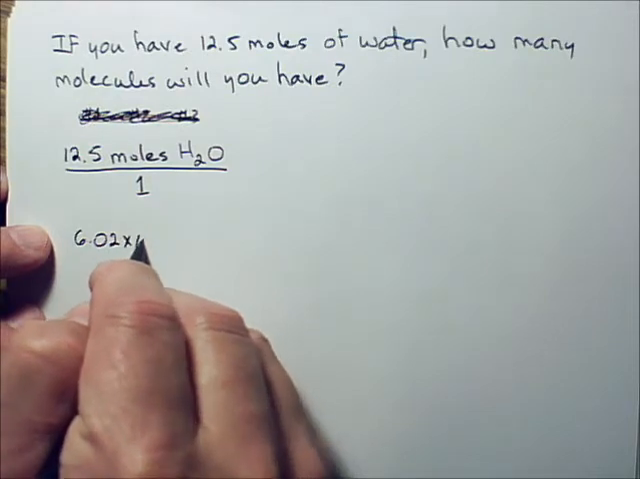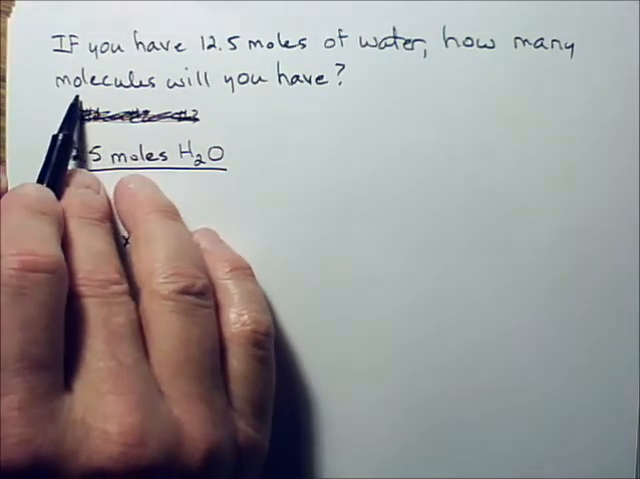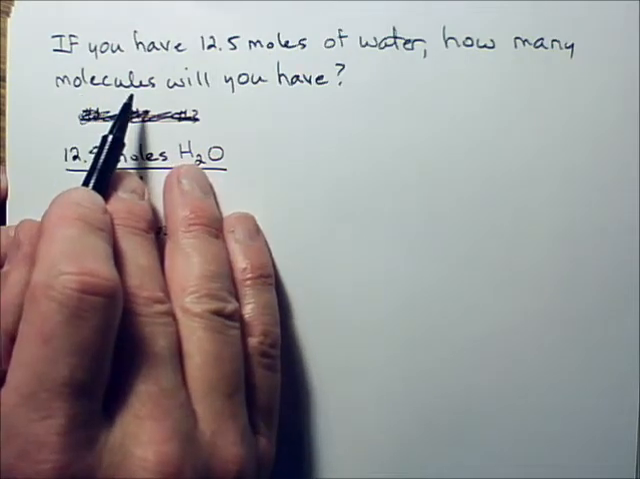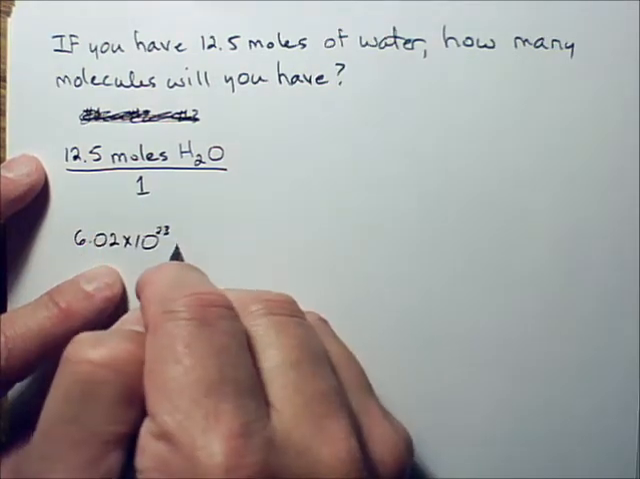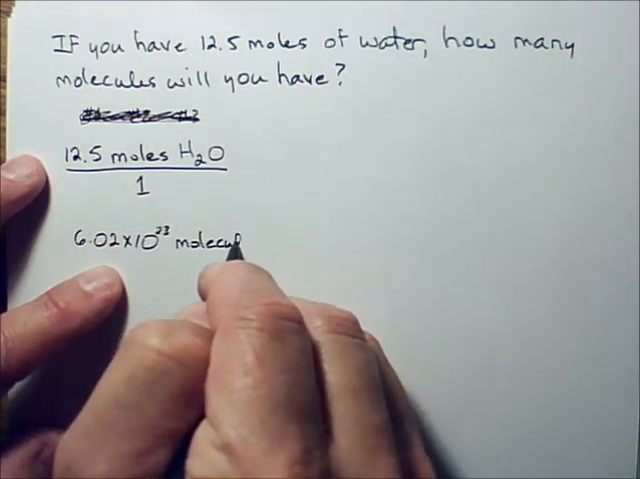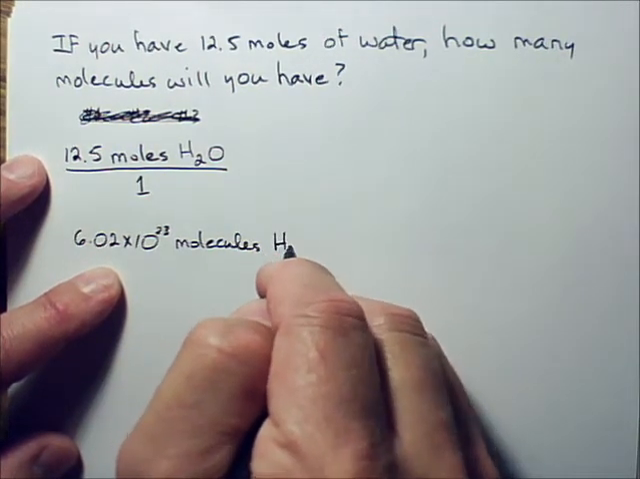6.02 times 10 to the 23rd. The particles in this case are molecules. 6.02 times 10 to the 23rd molecules. And you tell me what kind of molecules? Water.